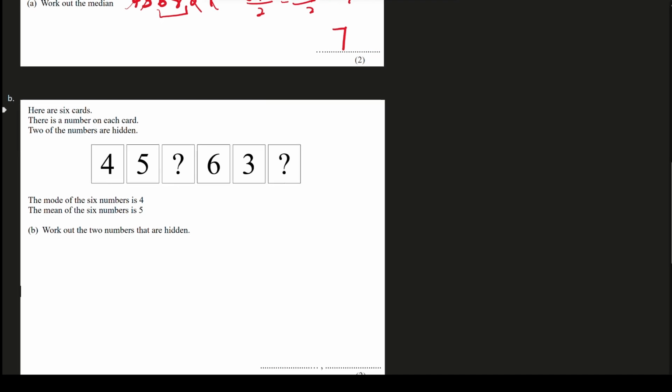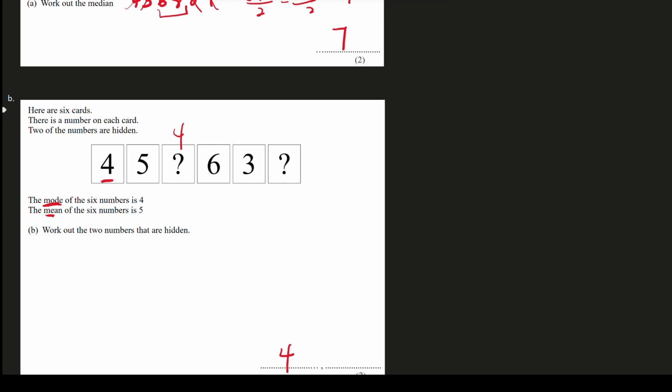So we'll just go through it quickly. Now, what you need to focus on is these words: mode and mean. So first of all, we'll talk about the mode. Mode is most occurring, and it says the mode for the 6 numbers is 4. So if I have one of the fours here, then of course one of the hidden numbers should also be 4. That makes 4 most occurring. So I'm going to put this as 4. So that's my first number, which is 4.